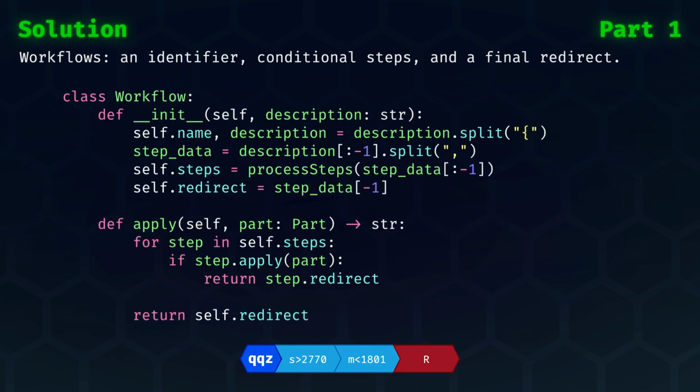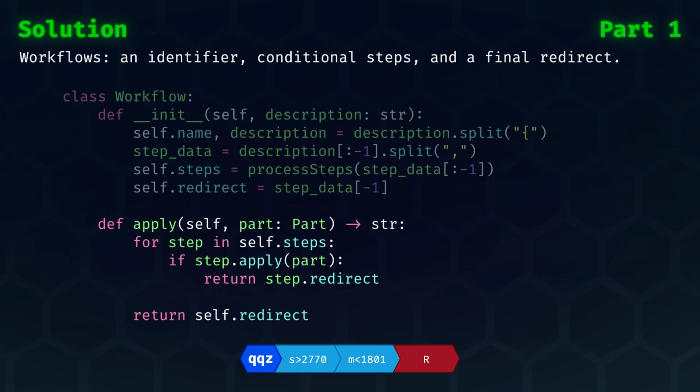I opted to define a class which can be initialized from the input. The input provides a name or the ID and then one or more steps. The last step in the data is always just a simple redirect, which we'll store explicitly. The apply function then loops over the steps to see if any of them evaluates to true given the part. If none of the individual steps apply, then we redirect to the last element of the workflow. In the example at the bottom, this would be a redirect to the rejection state.